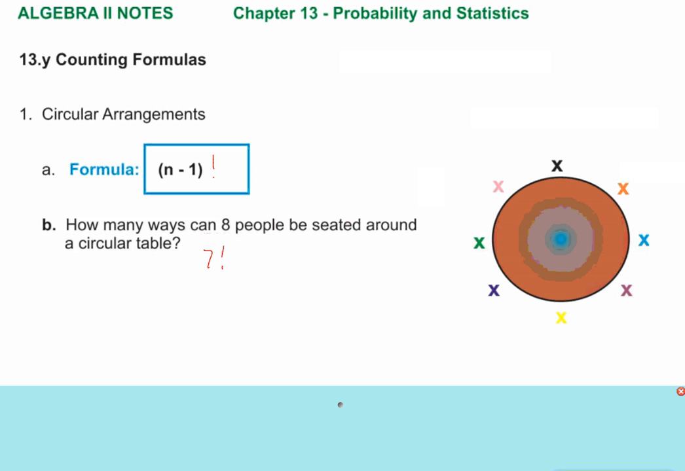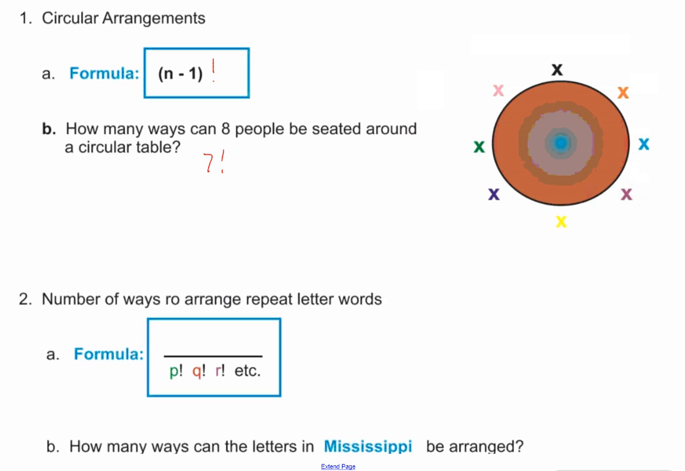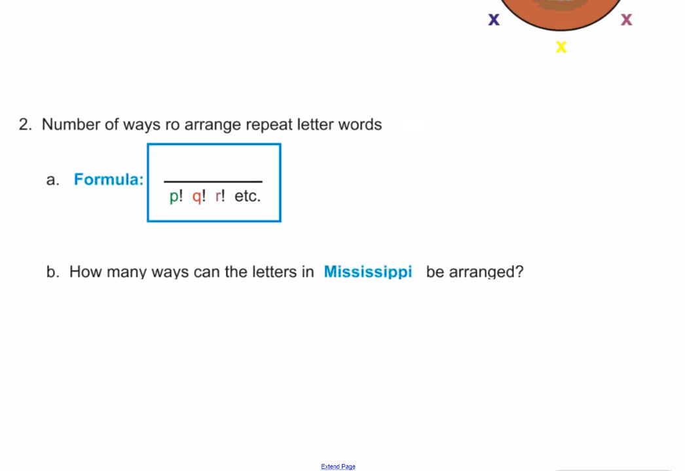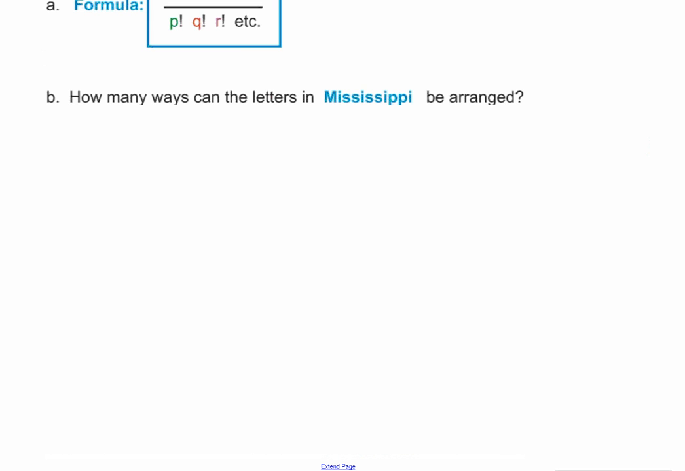So next time you're at a banquet, all right, see if you can execute all 5,040 ways around your circular table. It'll be fun. In a weird math kind of way. Yeah. All right. So circular, that's all there is to those. Not a big deal.